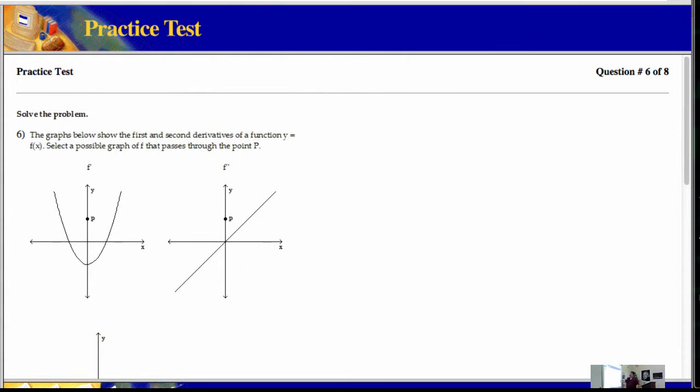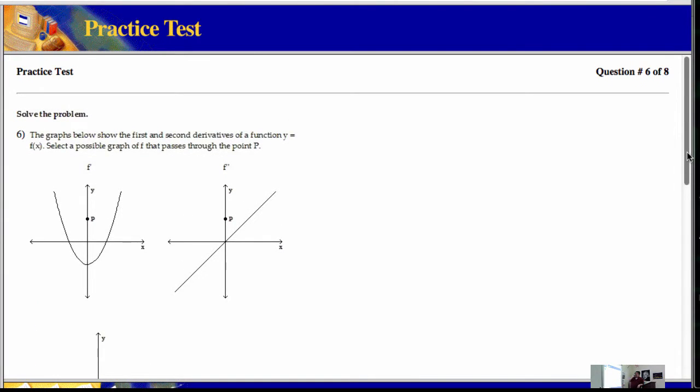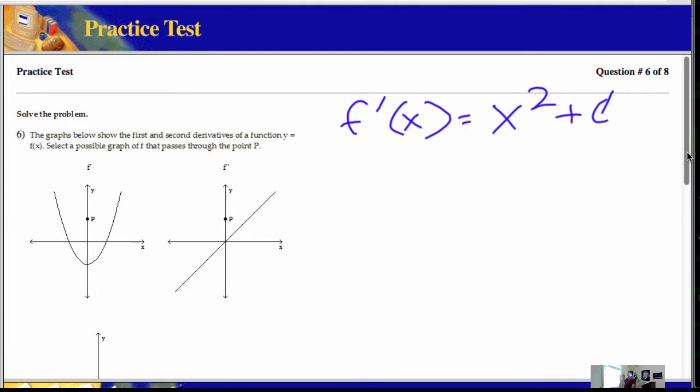All right. So now look at this. It says the graph below shows the first and second derivatives of the function y. Select the graph of f that passes through point P. Okay? So now this is not that hard. F prime is x squared plus c, where c is right here, right? Yeah.